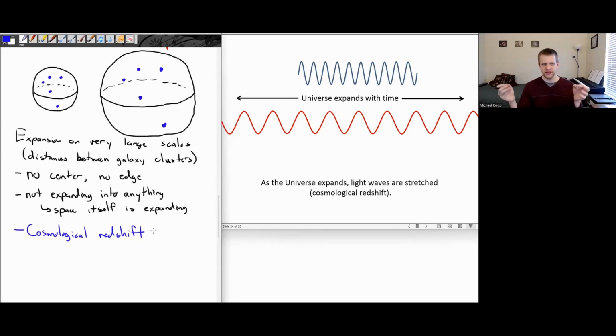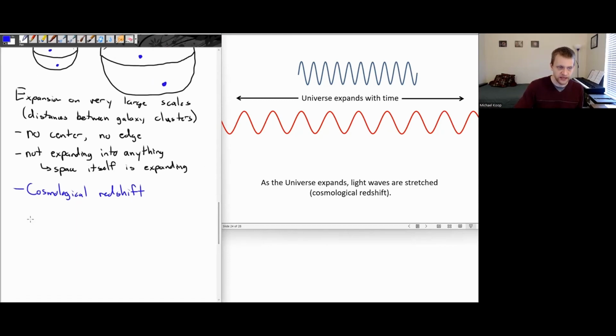When we see the redshift of these different distant galaxies, it's not really that they're moving through space very quickly. It's this effect of, as the light was in transit, the universe is expanding, and that light is being stretched out while it's in transit. So this cosmological redshift, the basic idea behind it is this.